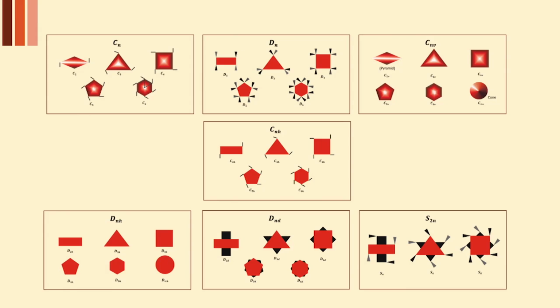Now just look at this canvas before you. There is a Cn point group with various Cn symmetries. These are molecules with Dn symmetry. These are typically Cnv symmetries. Here it is Cnh symmetry. Look at the Dnh, very popular Dnh symmetry, Dnd symmetries and S2n symmetries. So most of the symmetries have been covered so that you can identify the molecular point group without actually using a formal procedure. So let's begin the journey.